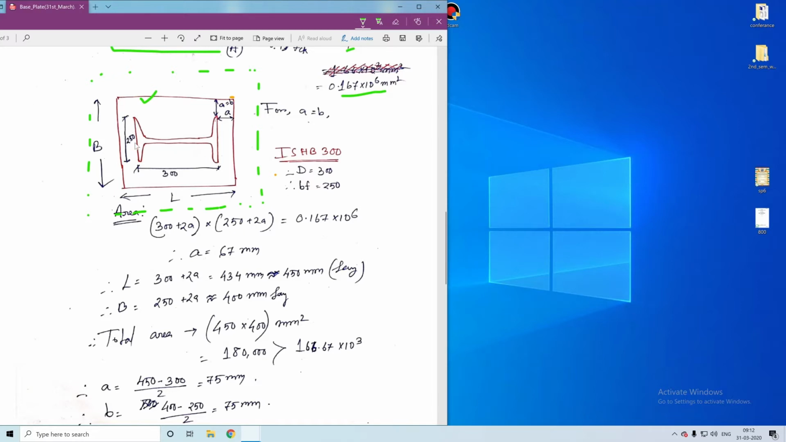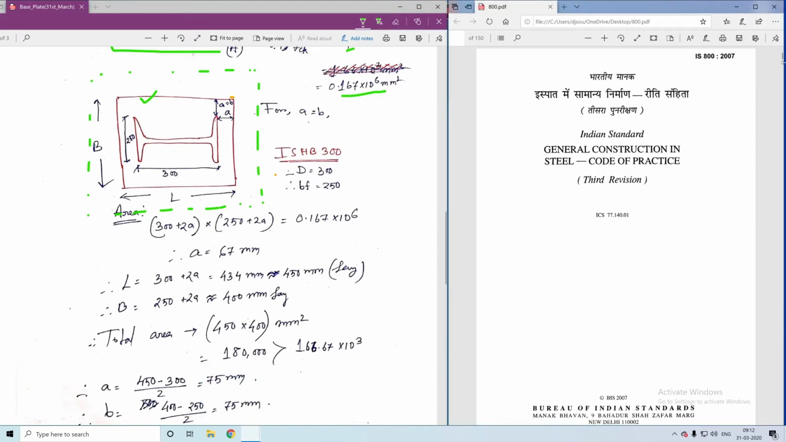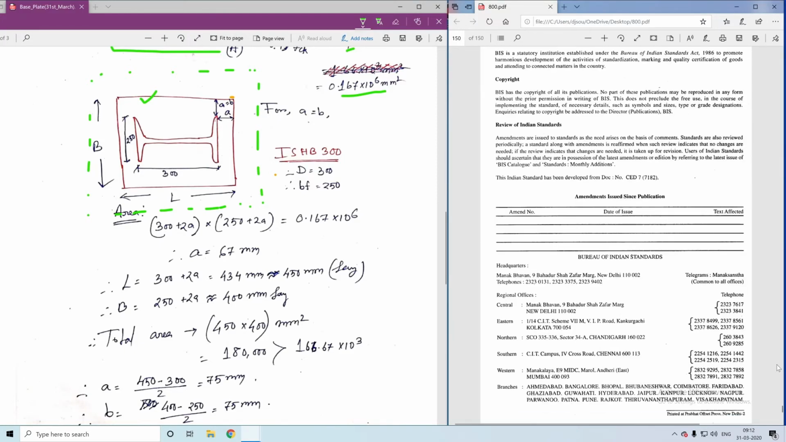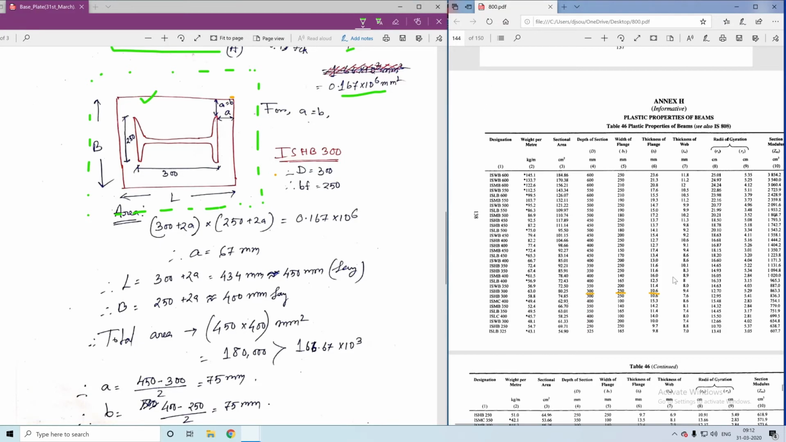Now the dimensions of this I section I got from the code IS 800 2007. So you can go to table 46. Table 46 and ISHB 300. Look here, ISHB 300. This is the depth value, which is 300, and this is the width of the flange, 250. So I got the values and put them over here. So this is 250 and this is 300.